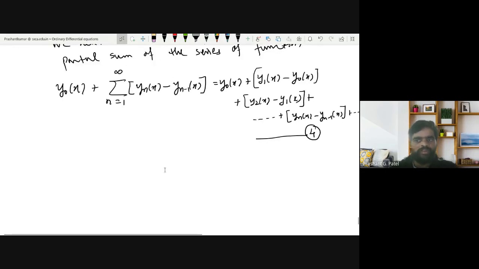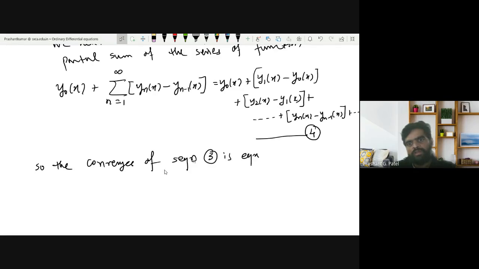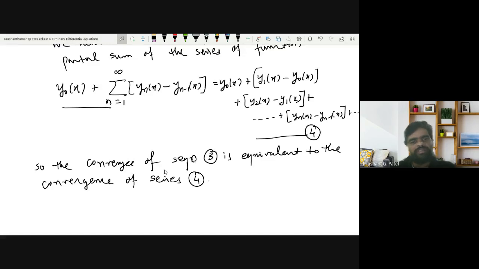Okay, so we can write down: the convergence of sequence 3 is equivalent to the convergence of series 4. So ultimately, if I want to prove that the sequence is convergent, if I can prove that the series is convergent, then we are done.